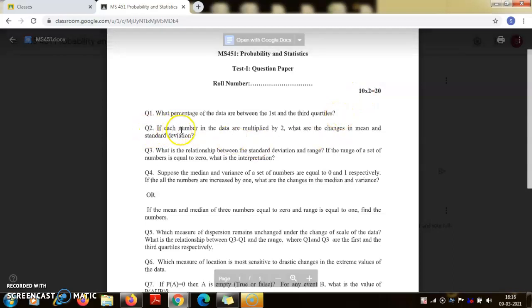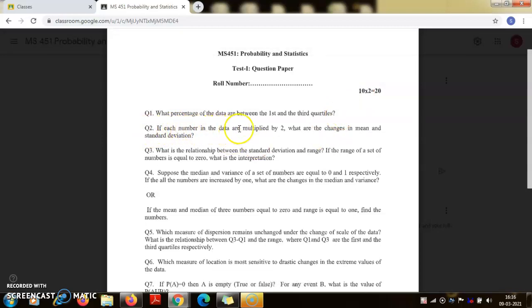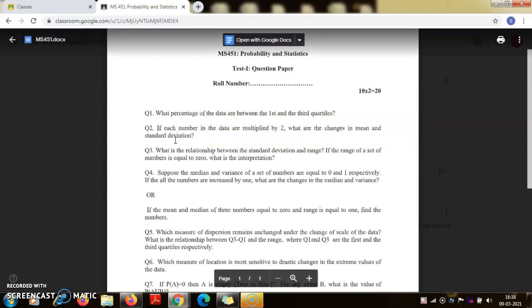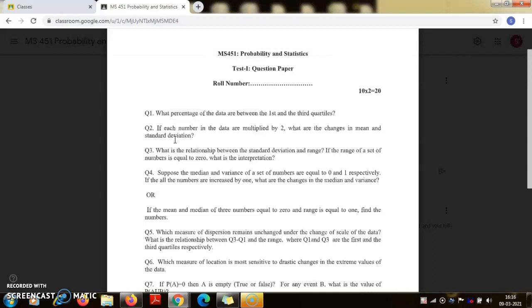Question number 2: if each data value is multiplied by 2, what are the changes in the mean and standard deviation? The mean will get multiplied by 2 and the standard deviation will also get multiplied by 2, because the variance will be 4 times, a square times, and the standard deviation is the square root of that, so 2 times. What is the relation between standard deviation and range? This we have proved in the class. Standard deviation cannot exceed range.